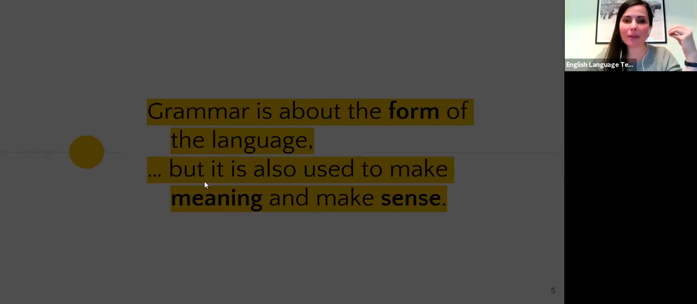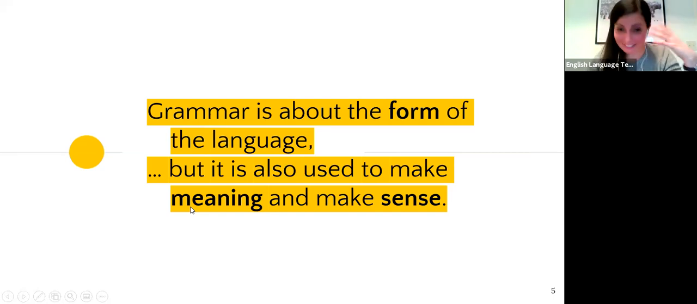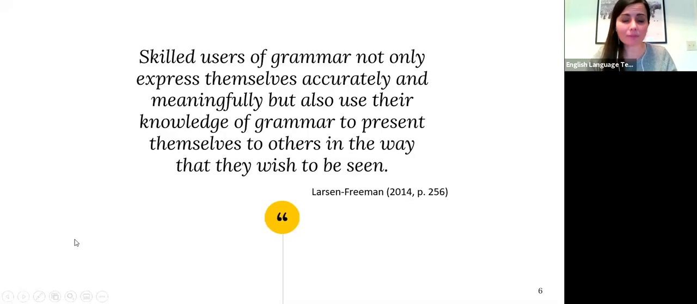So grammar, it is about the form of the language, but like Michael was saying, it's not language, right? It's about meaning and making sense. We need the rules, yes, but we need to be able to use these rules appropriately to be able to make meaning and to be able to make sense, not only of what others are telling us, but of what we are telling them, right? And how we are being perceived by what we say, right? By what grammatical structures we use. So let's take a look here.